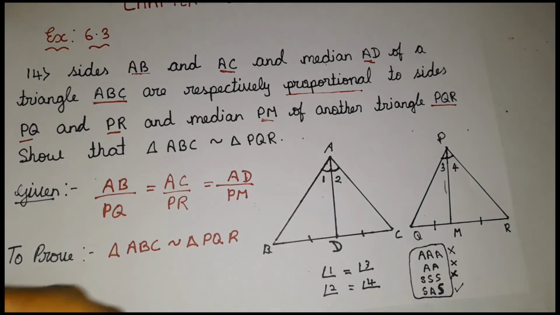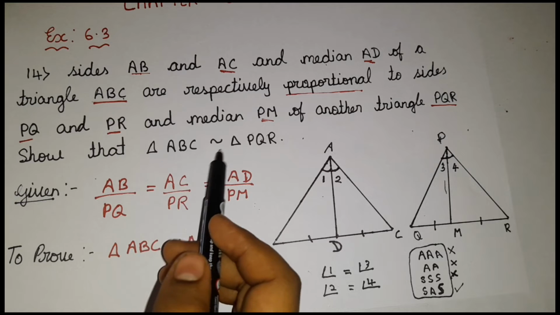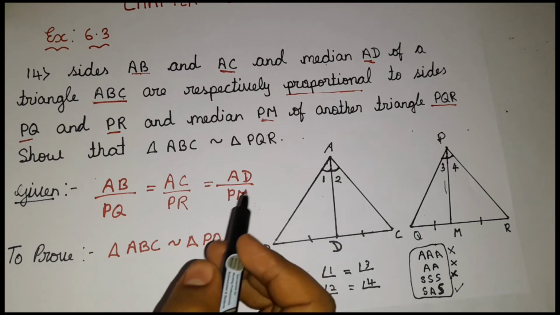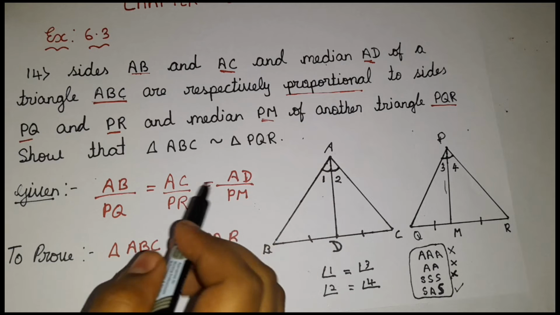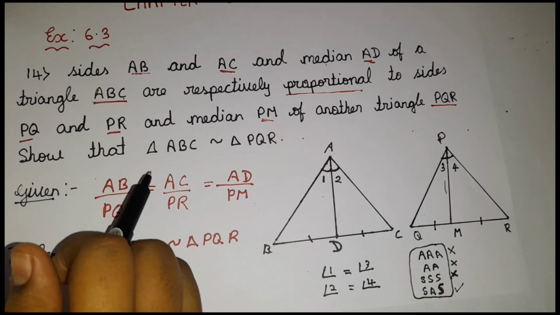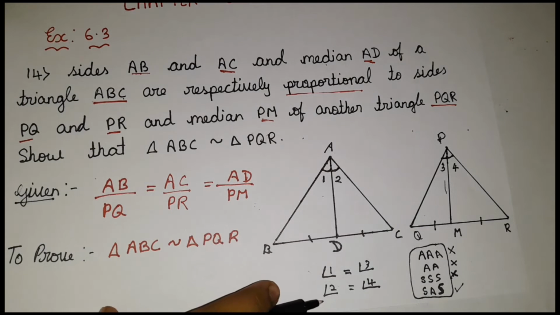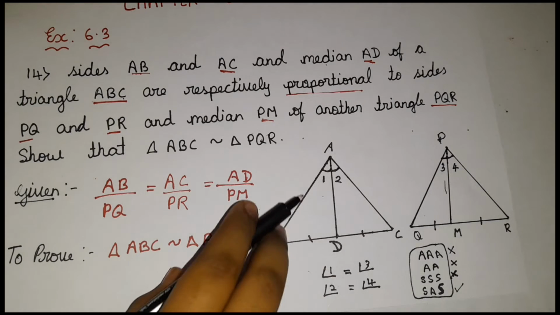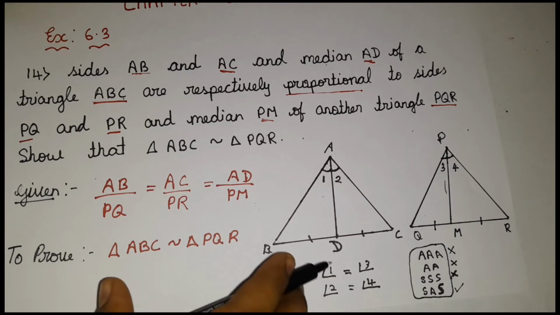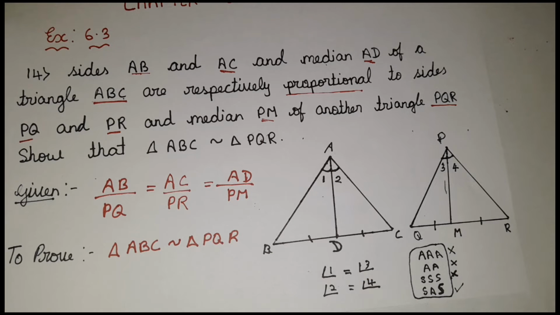So according to the question, we are supposed to prove triangle ABC is similar to triangle PQR. For proving it as similar, we have side information, but we don't have angle information, since we are going to be using the SAS criterion. Since we don't have angle information, in case I take angle 2 equal to angle 4, I would be able to use the SAS criterion.